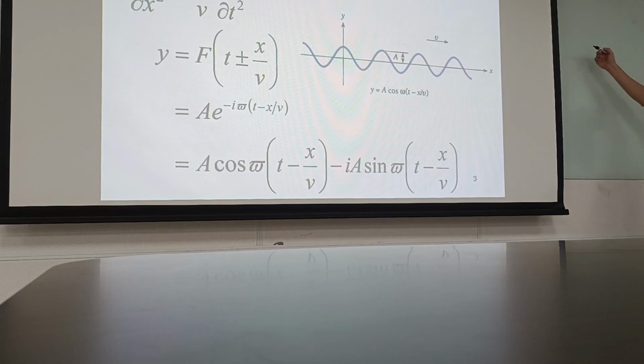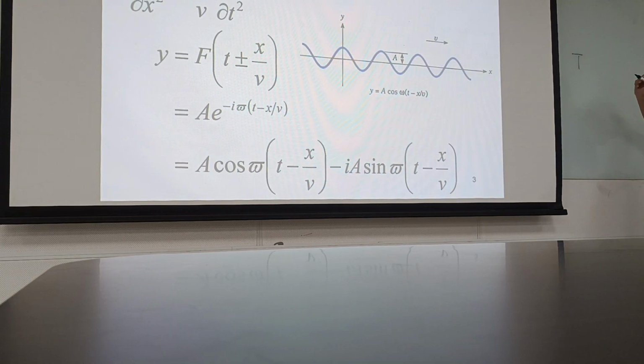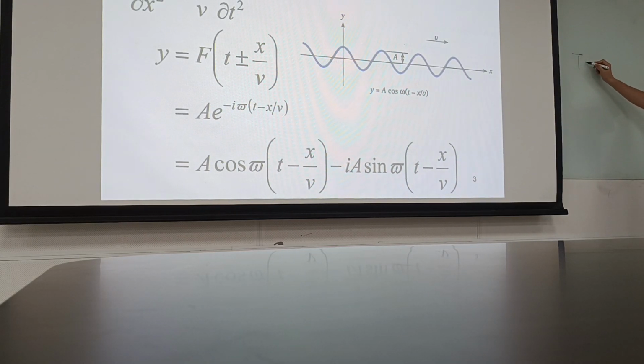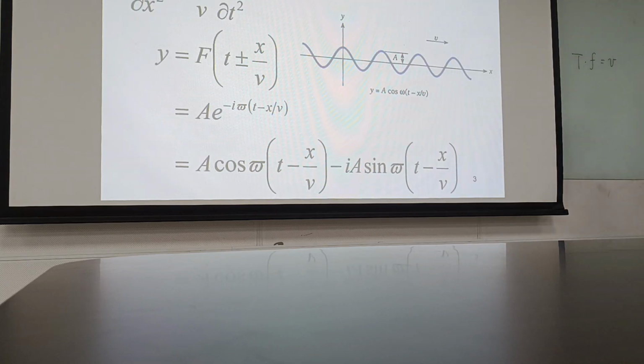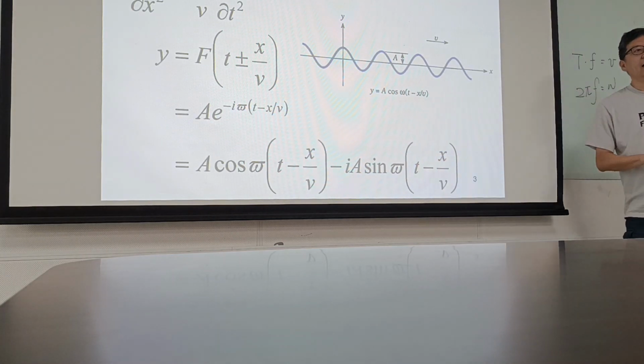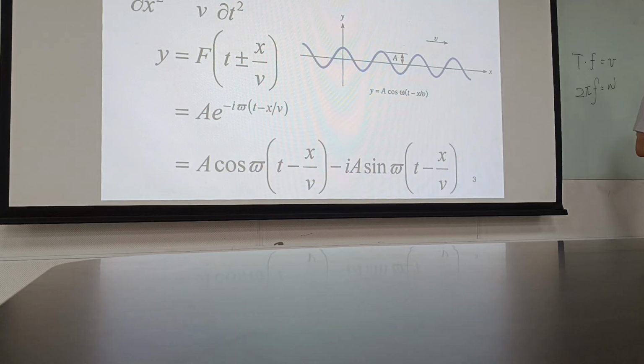We know that if we have a period T, multiplied by the frequency, it equals the velocity. So this v is velocity. Also, we know that 2 pi times frequency equals omega. It is this omega. So this is the periodic function.